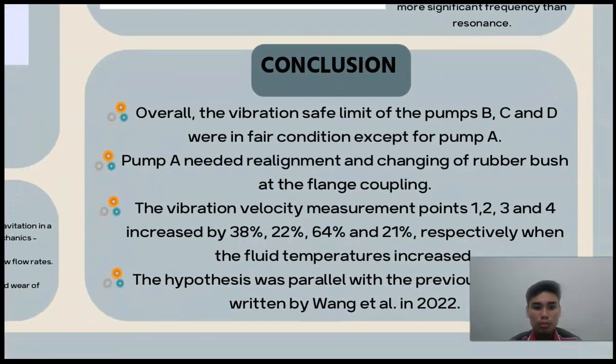In the conclusion part, overall, the vibration safe limit of the pump B, C, and D were in fair condition except for pump A. Pump A needed realignment and changing of rubber bush at the flange coupling.